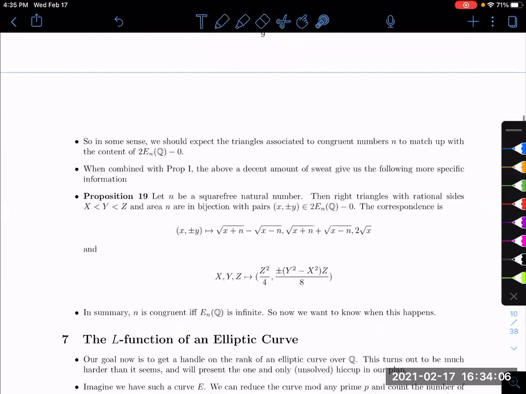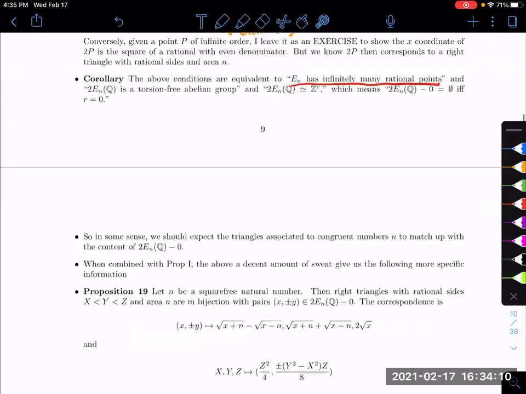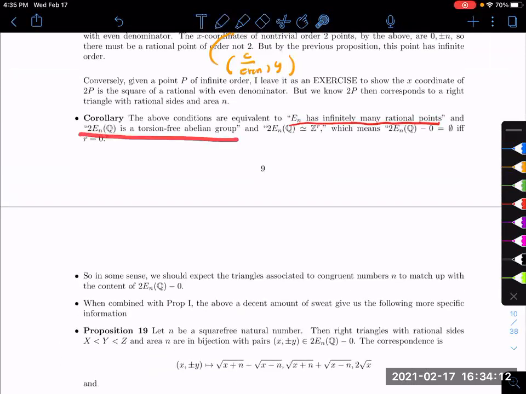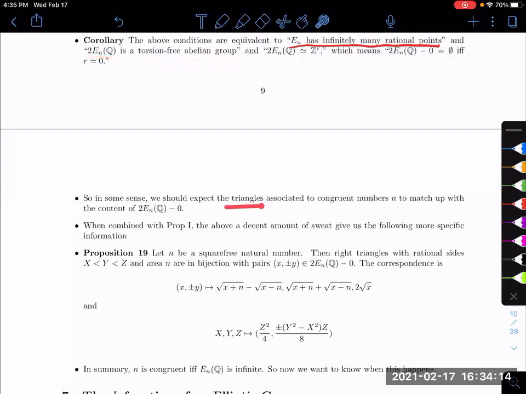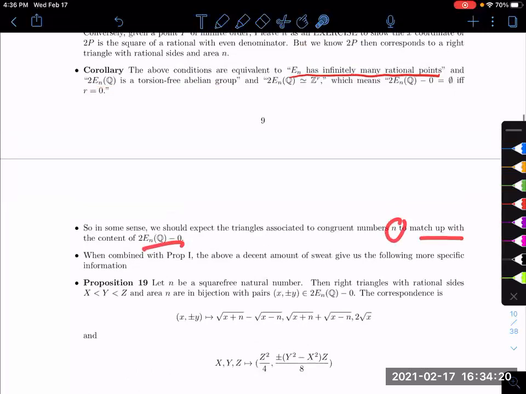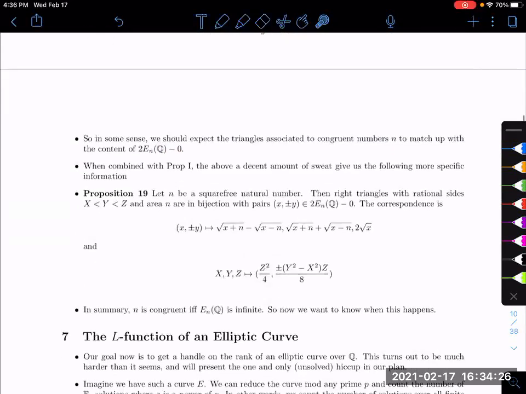So in some sense, based on our previous correspondence and this equivalence right here, we should expect that the triangles with rational sides and area n should match up with the content of 2 e sub n q minus the point at infinity. And we're not going to actually need this, but let me give you that correspondence. It turns out that correspondence is completely understood. With a decent amount of work, you can show the following.